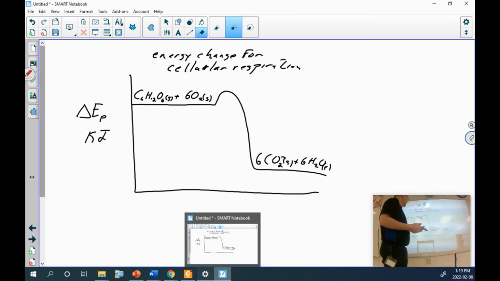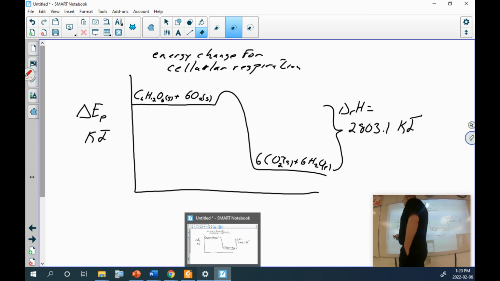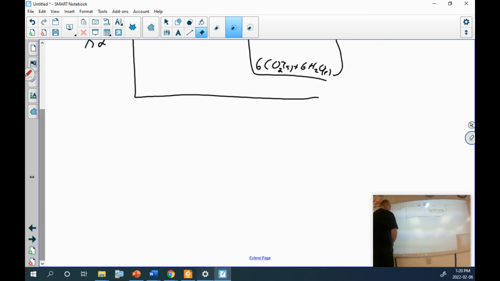Now, a couple ways of writing this. I basically like to say, going from here to here is 2,803.1 kilojoules, for delta RH is equal to. You don't have to, but I find this is the best, the way that I like and the way it shows up quite regularly on a diploma or an exam.